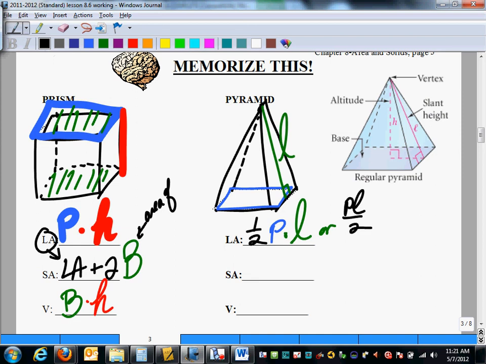I want you to see the fraction there. You lose area when you come to a point. Surface area is almost the same thing. So it's going to be LA plus, but the problem is, how many bases do we have? So it's just 1B.